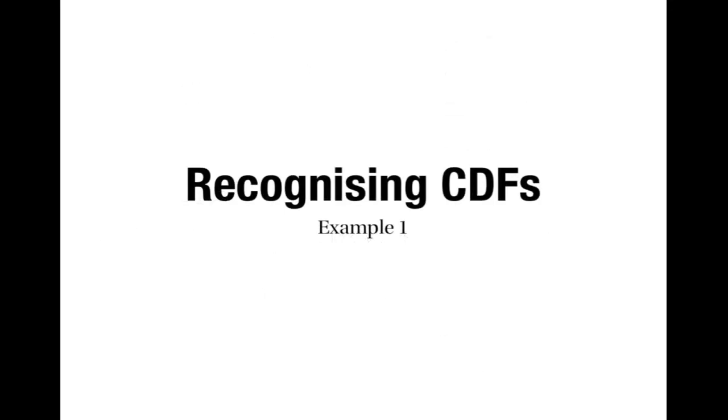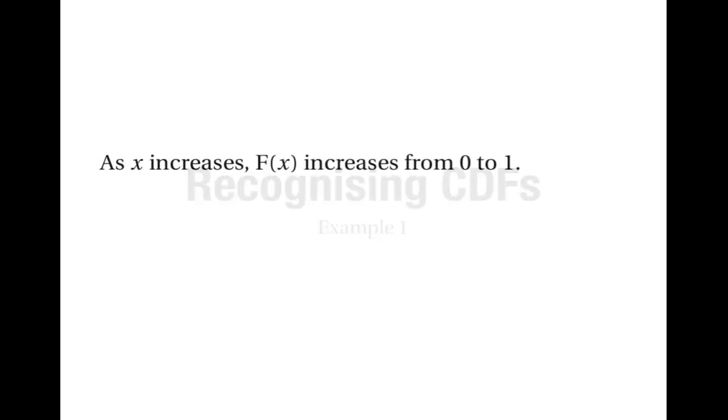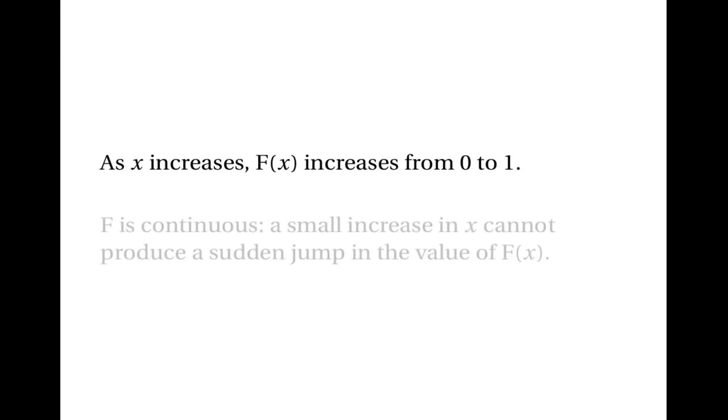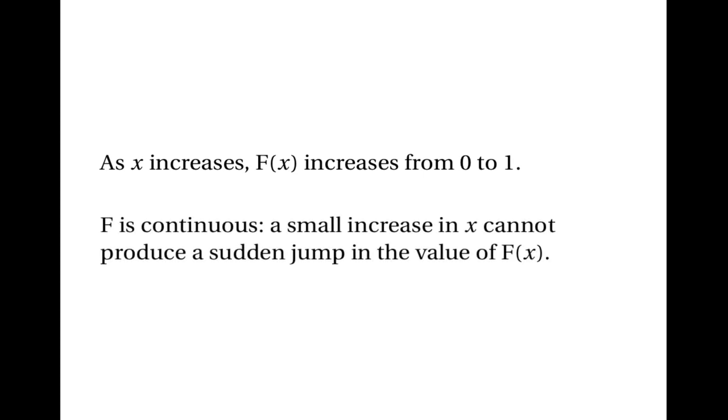Okay, the last thing that you have to be able to do is to recognise when a function is a valid cumulative distribution function. We're going to look at a couple of examples here. First of all, how do you know if something is a valid cumulative distribution function? Well, there are two conditions. First of all, as x increases, f of x has got to increase, starting from 0 and ending up at 1. And secondly, f must be a continuous function.